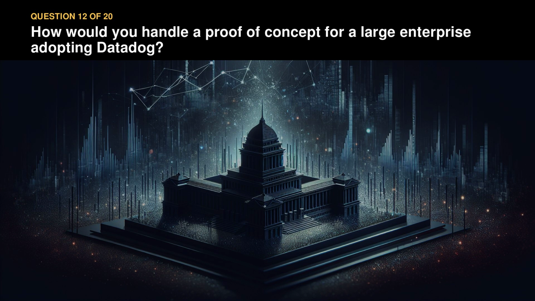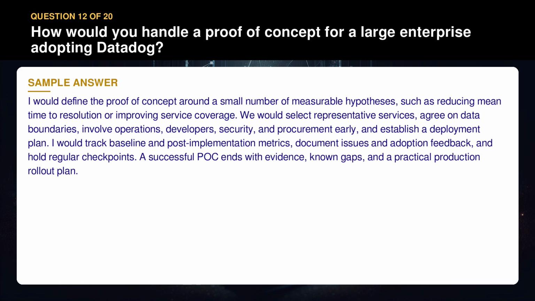Question 12. How would you handle a proof of concept for a large enterprise adopting Datadog? I would define the proof of concept around a small number of measurable hypotheses, such as reducing mean time to resolution or improving service coverage. We would select representative services, agree on data boundaries, involve operations, developers, security, and procurement early, and establish a deployment plan. I would track baseline and post-implementation metrics, document issues and adoption feedback, and hold regular checkpoints.